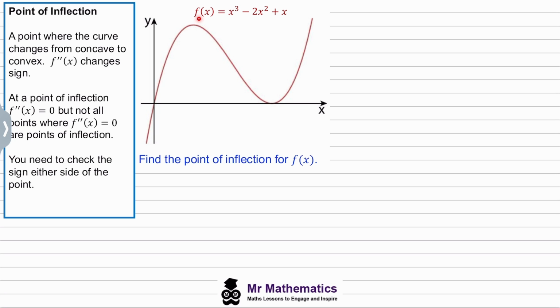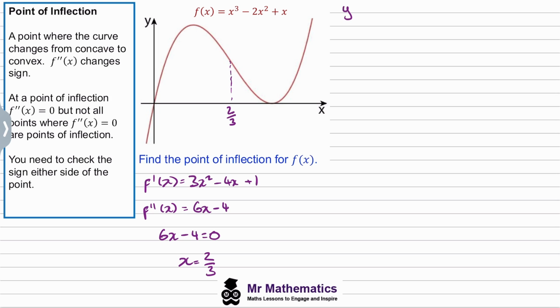So we've been asked to find the point of inflection for f of x. So the first thing we need to do is differentiate with respect to x. And we get 3x squared minus 4x plus 1. We need to find the second derivative. This will be 6x minus 4. And at the point of inflection, this will equal 0. So 6x minus 4 will equal 0. x will equal 2/3. So we can show this about this point here, 2/3.